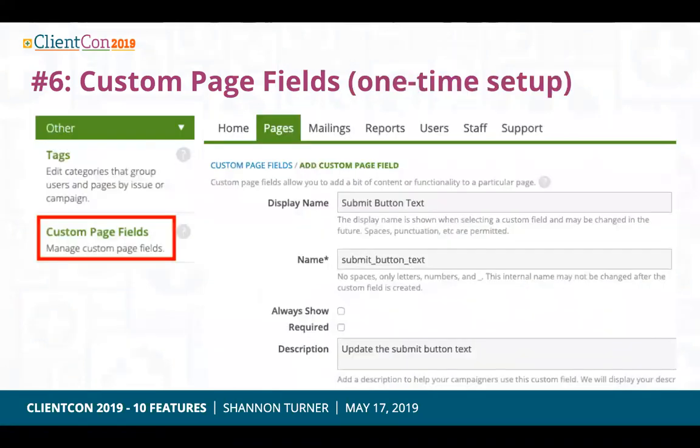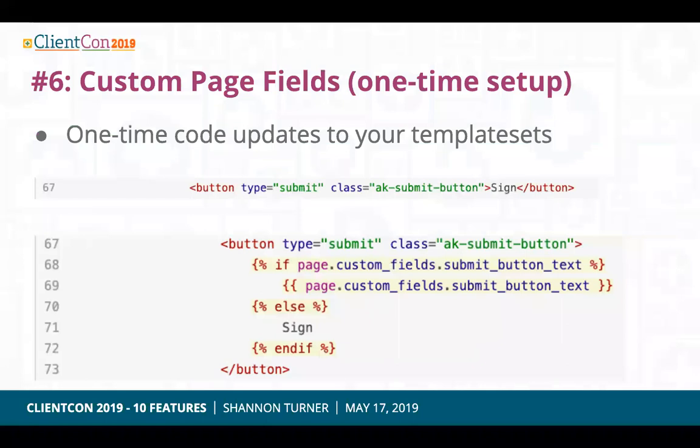On the Pages tab under Other is where you'll find custom page fields. Here I'm setting up a new custom page field that will allow me to change the text of the Submit button on the page. Now, I should mention that setting up custom page fields requires a one-time update to your template sets. Don't worry about the code on this slide. You're not meant to read it all and digest it now. Remember that you'll be getting these slides and that this is just for illustration purposes.